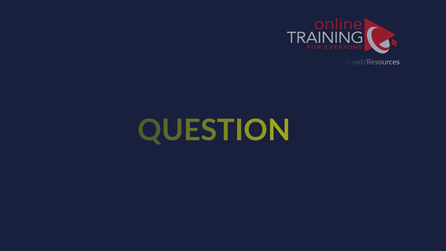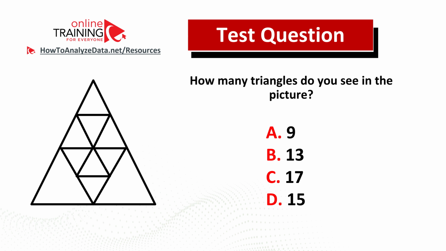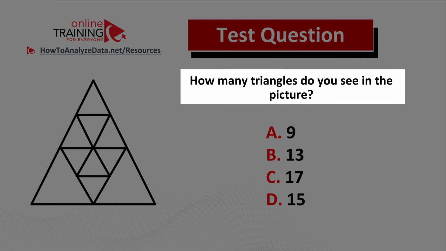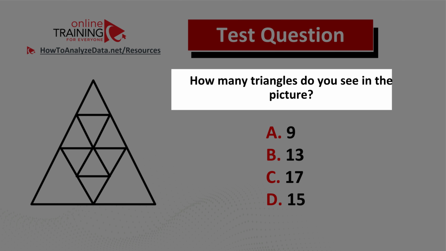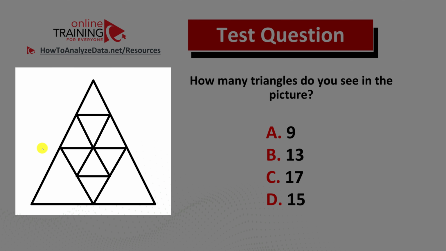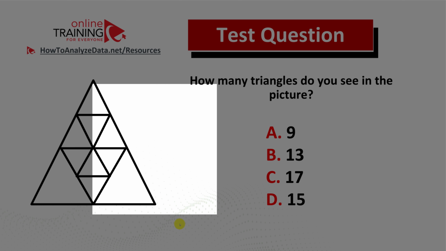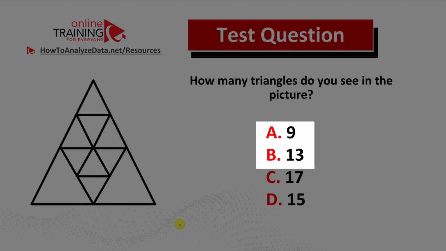Let me share with you a tricky question which tests your analytical skills. How many triangles do you see in the picture? And you have a triangle presented with smaller triangles inside. And you have a picture presented on the left, as well as 4 possible choices. Choice A, 9. Choice B, 13. Choice C, 17. And choice D, 15.